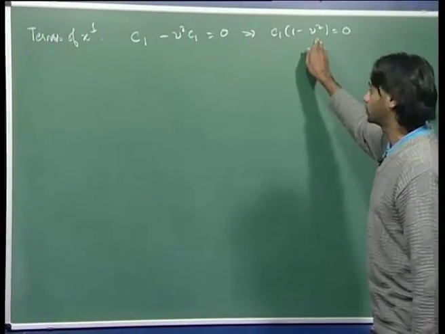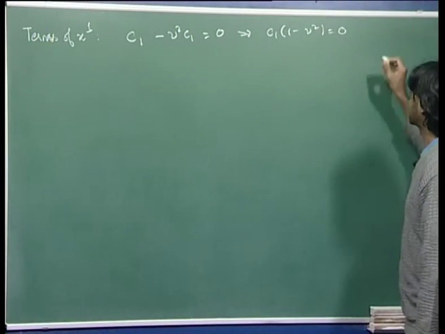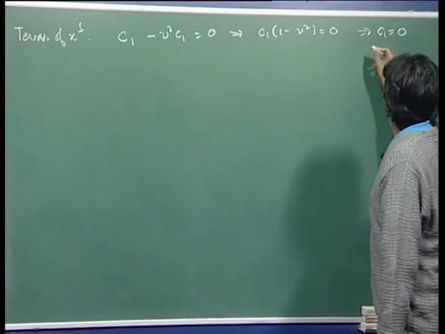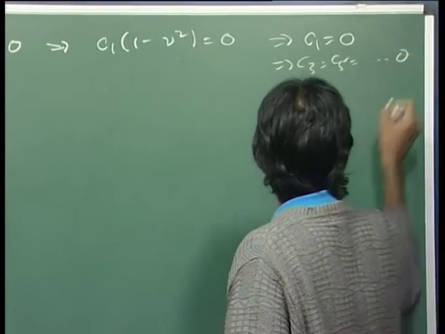and this implies C 1 times 1 minus nu square equal to 0. In general, nu square is not equal to 1. So, if you take a value of nu square which is not equal to 1, this implies C 1 equal to 0, and this implies C 3 equal to C 5 equal to 0.